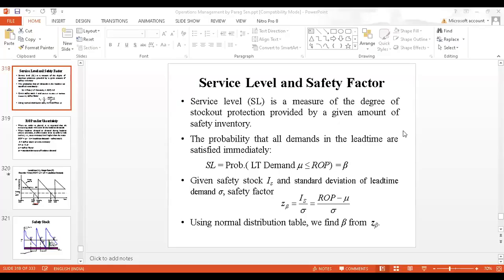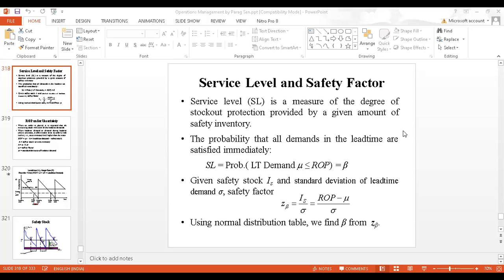Why? Because statistically speaking, if your service level is less than 50%, then you cannot meet the entire demand of the customers. Similarly, if your risk is greater than 50%, then also you are not able to meet the entire demand of the customers during the lead time. Okay, so later on we will see it with the help of an example.